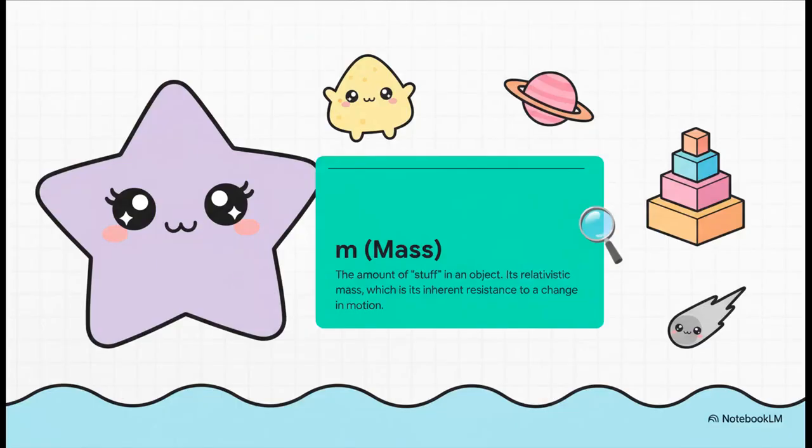Okay, next we have M for mass. The easiest way to think about mass is just the amount of stuff an object is made of. It's the physical substance of the universe, whether we're talking about a tiny grain of sand or a massive star.